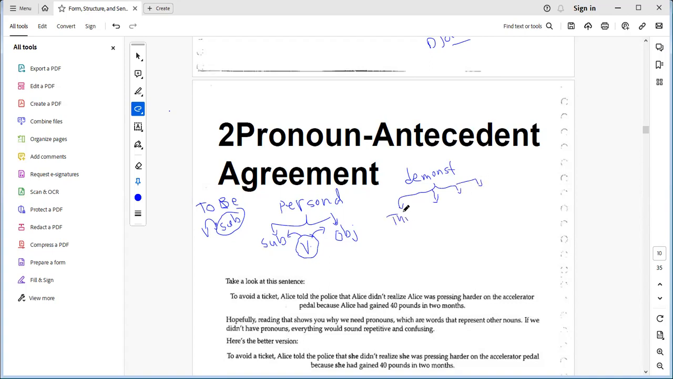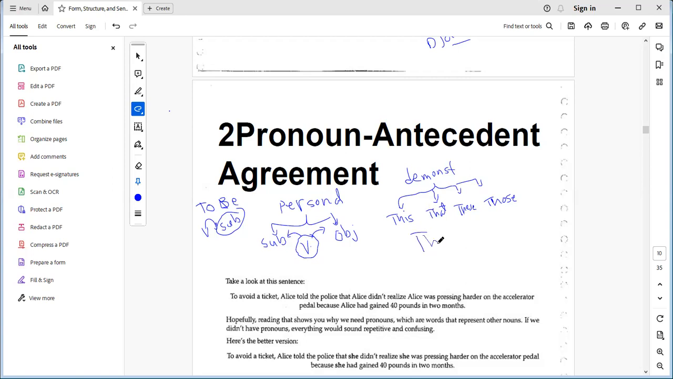This, that, these, those. But under one condition, we're going to call them demonstrative pronouns: if there is no noun after them. Because if a noun comes after them, we don't call them pronouns. They are going to be adjectives, demonstrative adjectives.